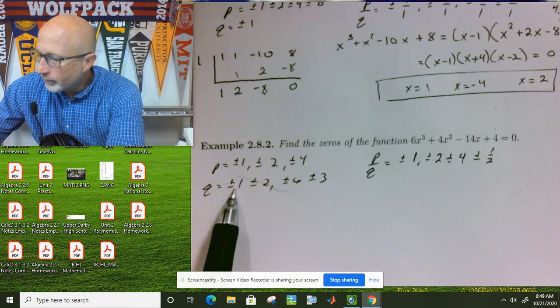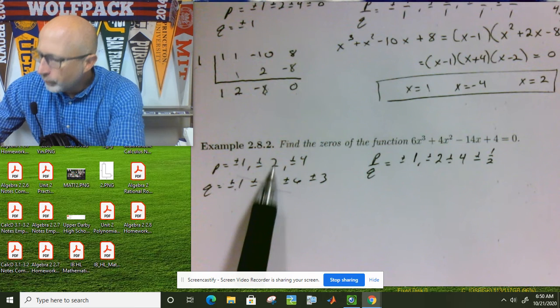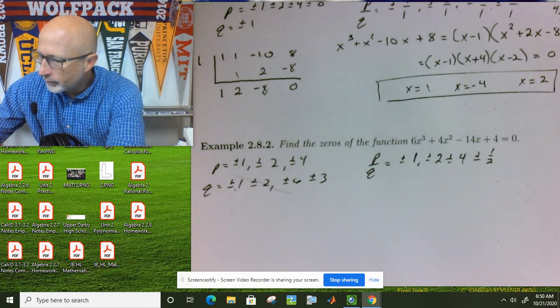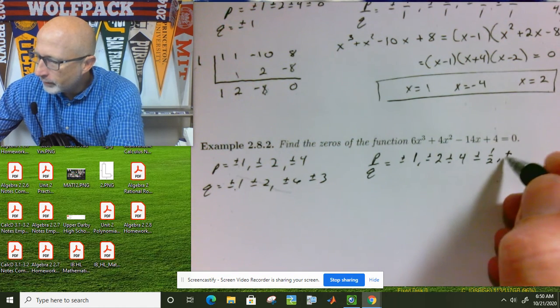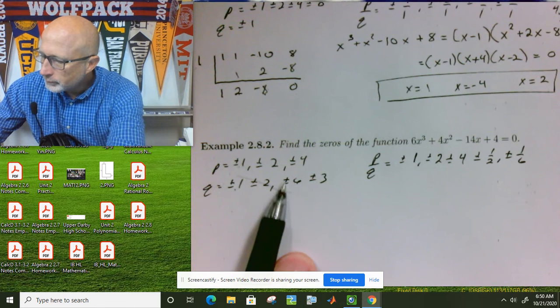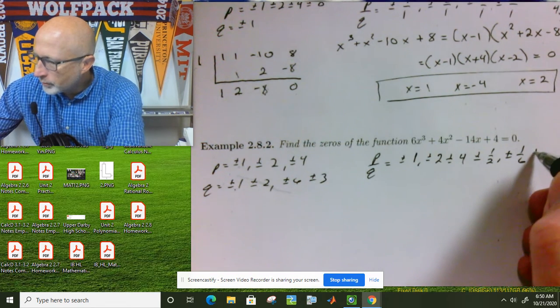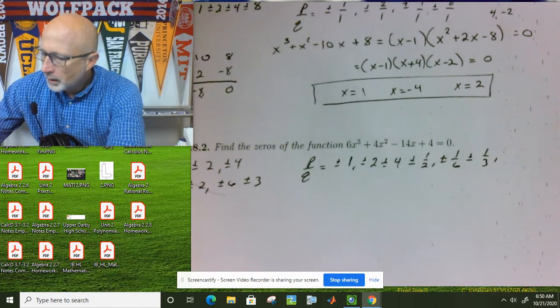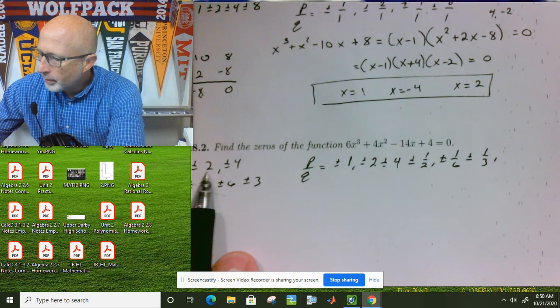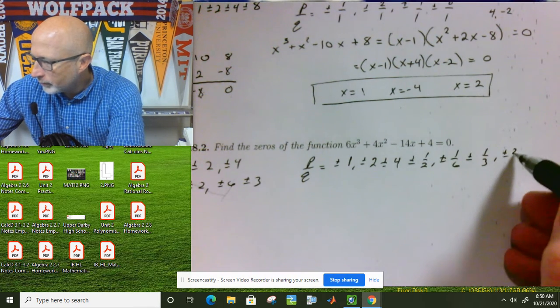so we did this one first. So we did 1 over 1, 2 over 1, 4 over 1. Now we're going to go 1 over 2, 2 over 2, which is 1, 4 over 2, which is 2, so I don't have to do that one anymore. And now we'll do the 6. So we have plus or minus 1/6, plus or minus 2/6, which reduces to 1/3. Plus or minus 4/6, which reduces to plus or minus 2/3.